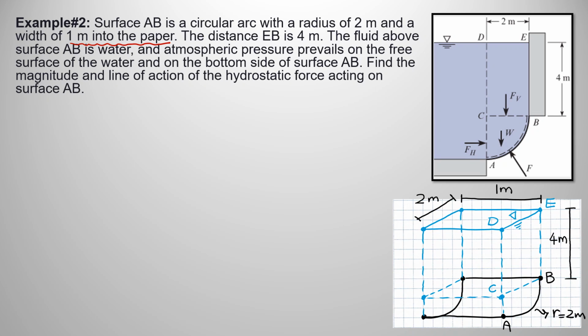And you can see how it goes into the paper for 1 meter, and I have shown you a perspective 3D drawing of the same figure that your book has provided for you. The distance EB is 4 meters, the fluid above surface AB is water, and the atmospheric pressure prevails on the free surface of water and on the bottom side of surface AB. What we're going to find is the magnitude and location of hydrostatic force acting on surface AB.